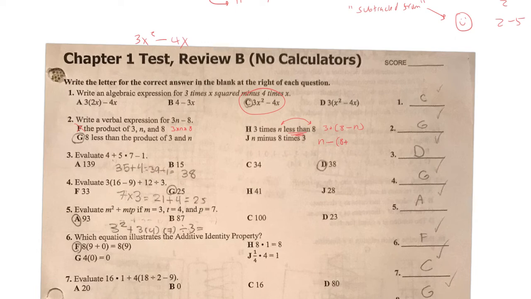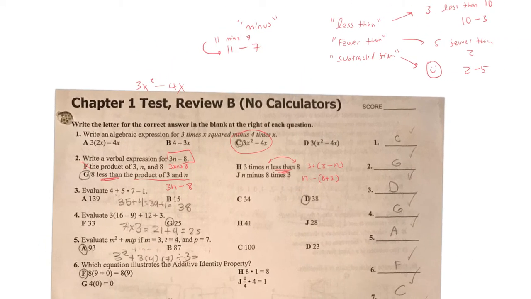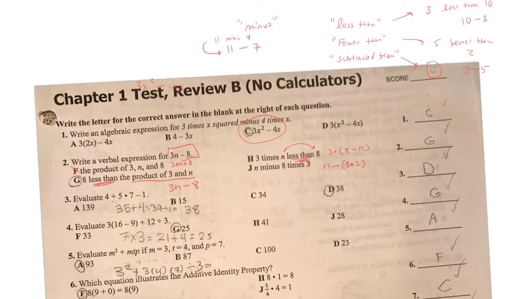8 times 3. That's not what we're looking at up here, right? Now, the only one that works is this one: 8 less than the product. So that means this product comes first. What is the product of 3 and n? That's 3n. 8 less than that, minus 8. I already told you, anytime they say the phrase less than, it definitely means subtraction, but it also means switch the order. So the 8 comes last. All right, hopefully that makes sense.